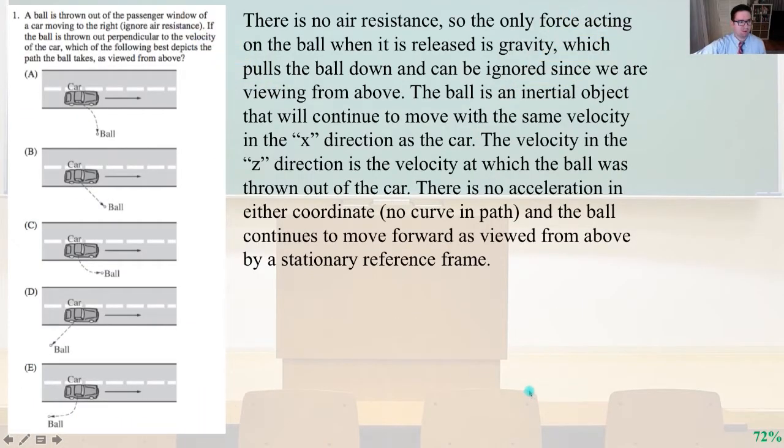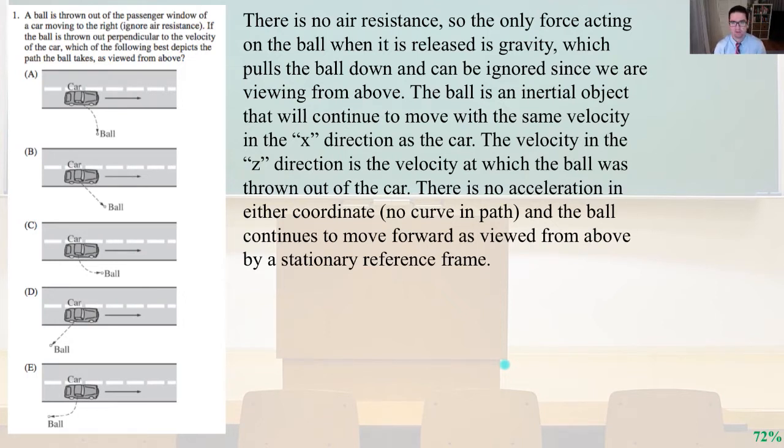The first problem: a ball is thrown out of the passenger window of a car moving to the right, ignoring air resistance. If the ball is thrown out perpendicular to the velocity of the car, which of the following best depicts the path the ball takes as viewed from above?